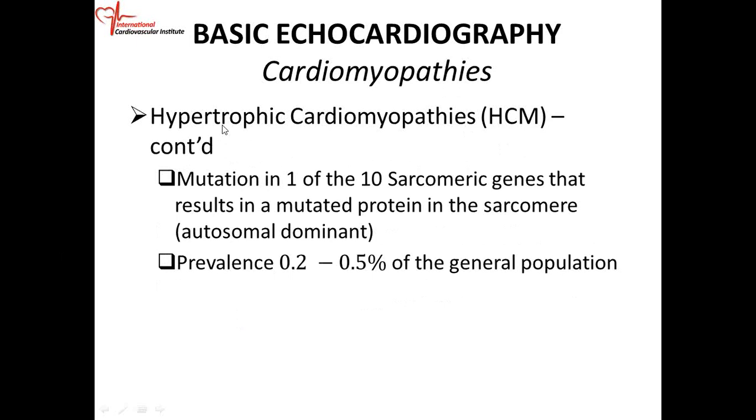So for hypertrophic cardiomyopathy, it is usually a mutation in one of the 10 sarcomeric genes that results in a mutated protein in the sarcomere. It's autosomal dominant, okay? So there are 10 sarcomeric genes and there's usually a problem in one of them, which results in a mutated protein, resulting in the sarcomeric problem. The prevalence in the general population is 0.2 to 0.5%.